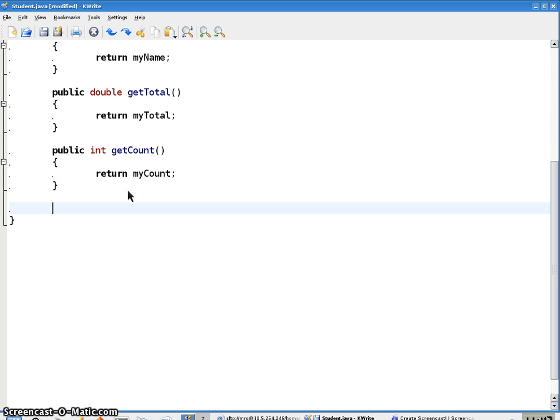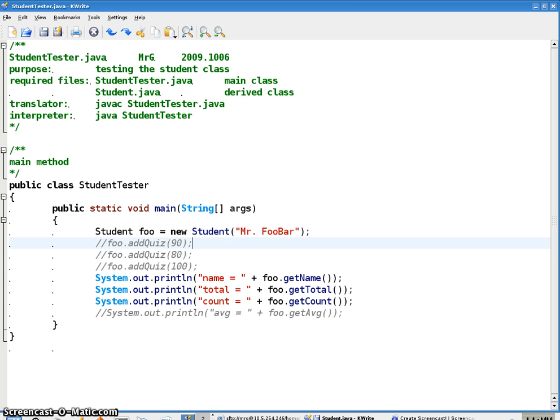Public or not for addQuiz? Public, because it's used in the main class. It's used in another class. Void or not? Does it return anything? No, so it's void. All right, we called it addQuiz. Now is there a parameter list? Yeah, because look at your tester. I'm putting in the quiz grades in there as percents.